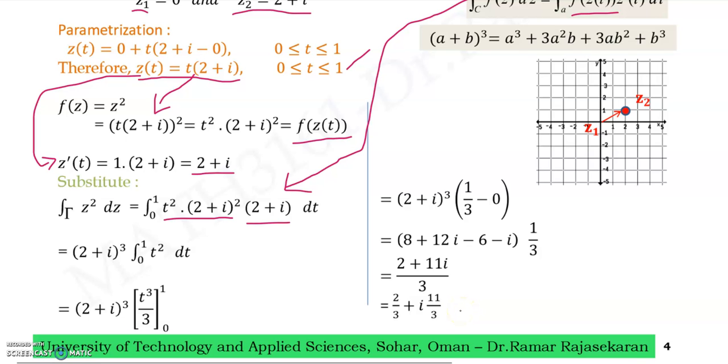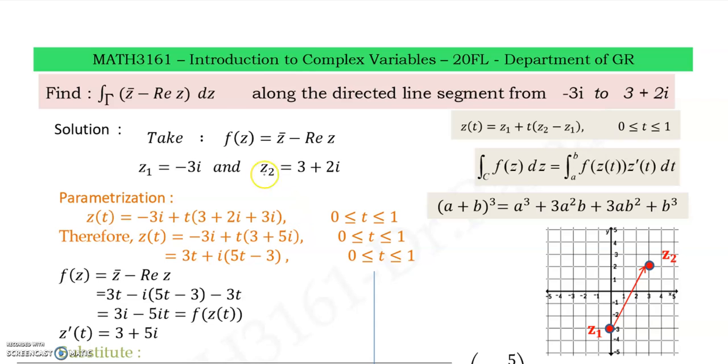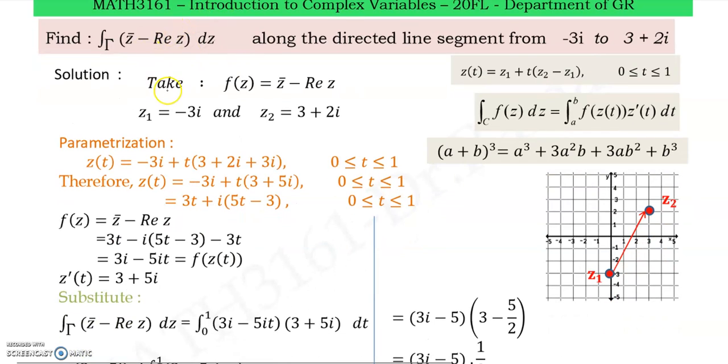Okay, that's it. Now we'll see another question. Find the integral over gamma of z bar minus real part of z dz along the directed line segment from minus 3i to 3 plus 2i. Now take f of z from the question, that is z bar minus real part of z. Now in the question, the starting point is minus 3i, which means z1 is minus 3i. What is z2? That is 3 plus 2i, that is z2.